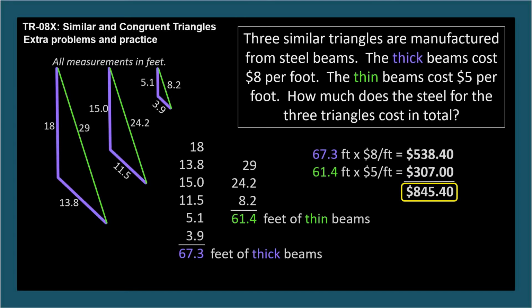$845.40. In this problem, the key was to find the ratios between the lengths of the sides of the similar triangles, and use those ratios to find the lengths of any unknown sides. The rest was just word problem algebra, which you should already be comfortable with, and which you should not forget, because many trigonometry questions can be expressed as word problems.